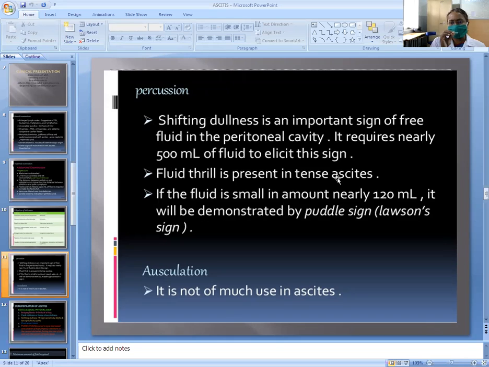Puddle sign is not important for you. You just remember the name. If the fluid is small in amount, around 120 ml, then it is demonstrated by puddle sign. But in practical, you have to demonstrate shifting dullness and fluid thrill in the case with ascites. In a short case, you have to demonstrate shifting dullness and fluid thrill. So these two tests are important for you. Auscultation is not important.